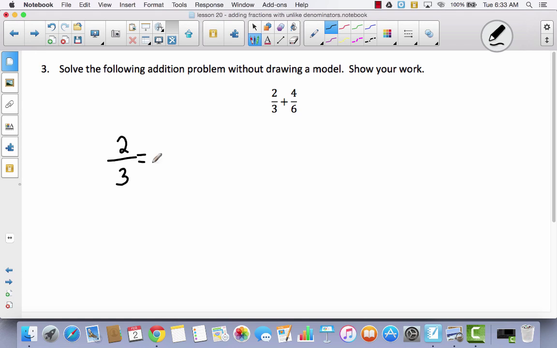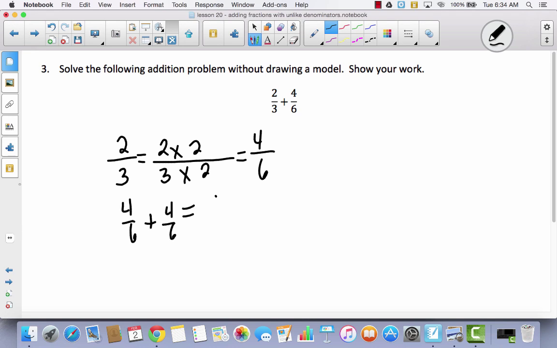Let's think about this for a minute, because we've used multiplication before. If I have 2 thirds and I want to make them into sixes, what do I multiply the numerator and the denominator by? I have to multiply them by 2. So now I have 4 sixes. So instead of 2 thirds plus 4 sixes, I can say 4 sixes plus 4 sixes equals 8 sixes, which is the same thing as 6 sixes and 2 sixes, which is equal to 1 2 sixes.